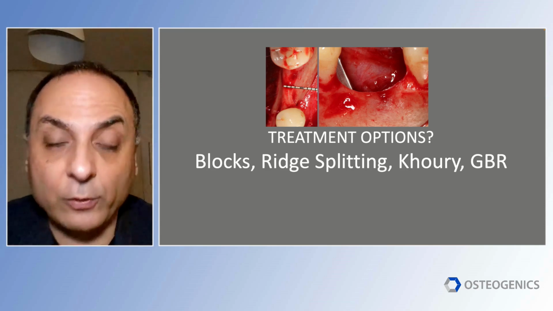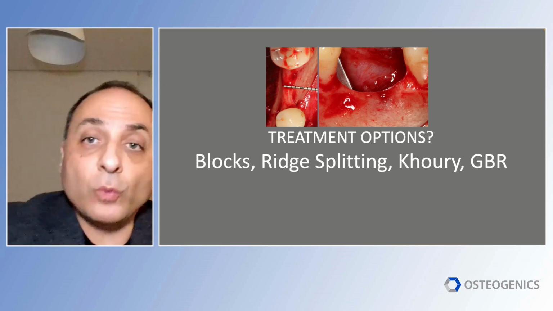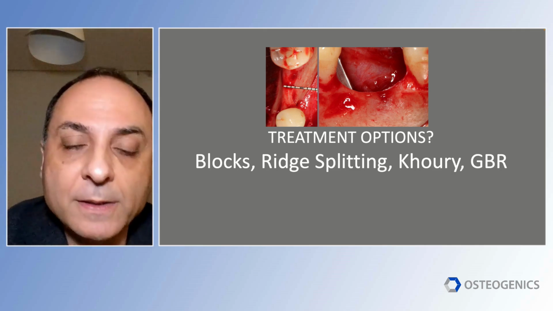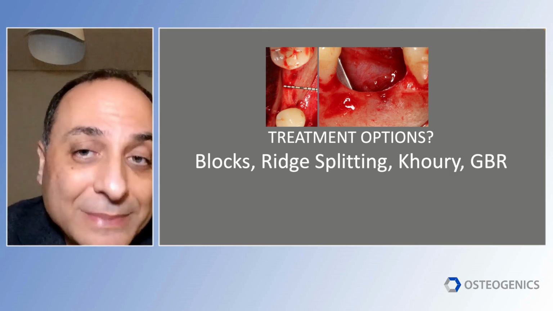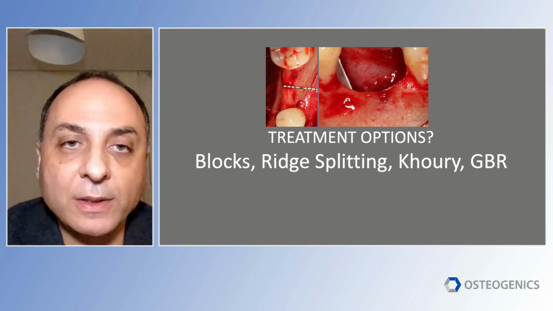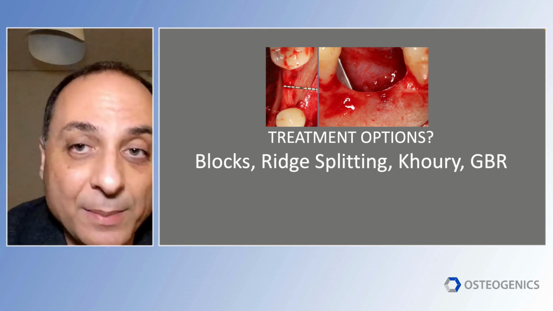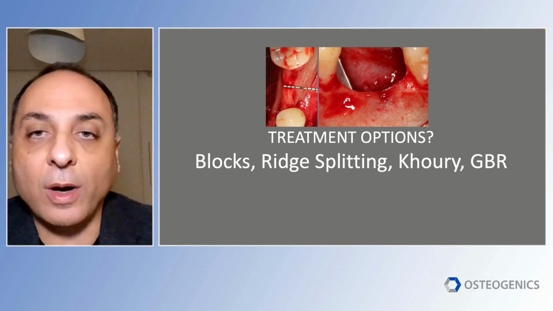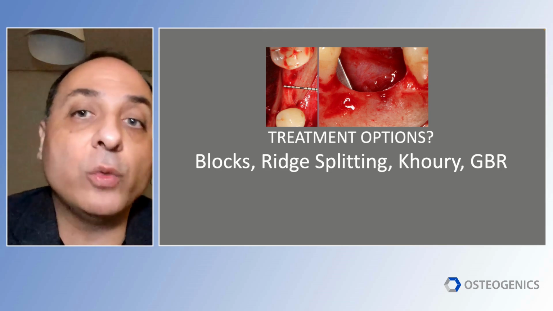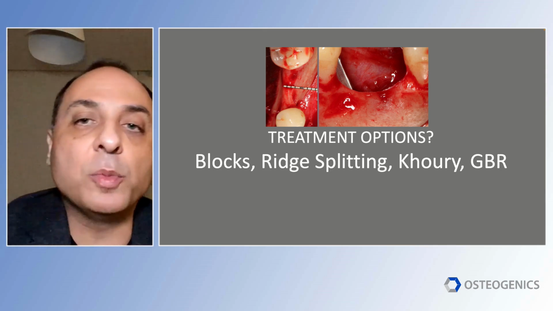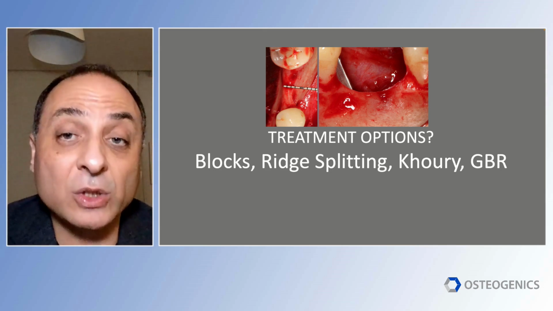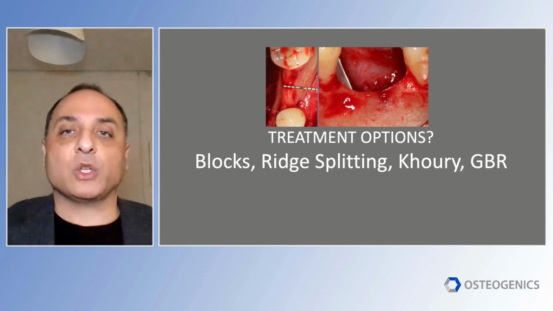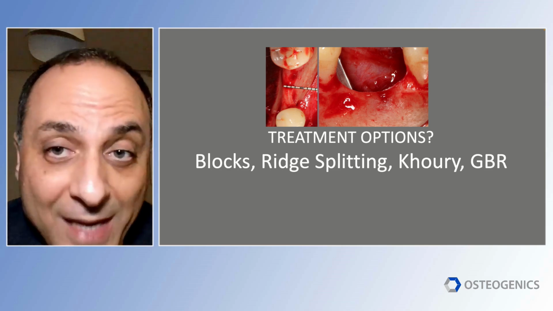Because every time we have to treat a ridge defect, we have many options. We have the blocks. This is the mother of all techniques. Blocks are discounted nowadays because they suffer a lot of resorption, up to 60% of resorption. So this is not a good option to consider anymore, unless you do a ridge augmentation, a GBR, excuse me, on top of a block. You put membranes and biomaterials on top of the block just to do a camouflage. So a block by itself is not a good option.